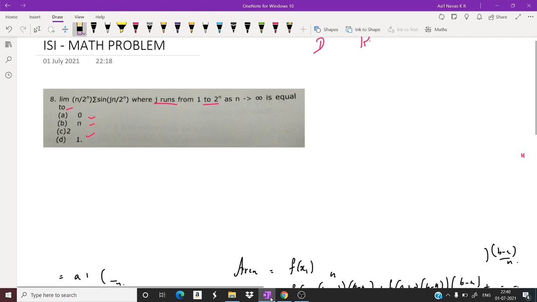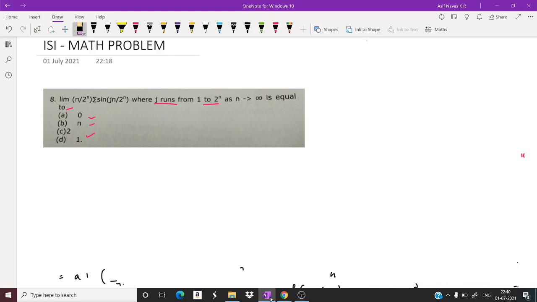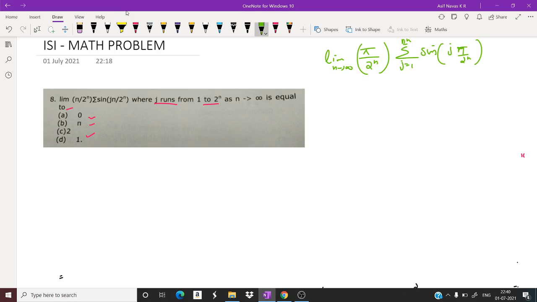So I will erase for a better understanding. So our question, we will write a question. We have to find the limit n tends to infinity of pi by 2 raised to n into sigma j equal to 1 to 2 raised to n sin j pi by 2 raised to n.